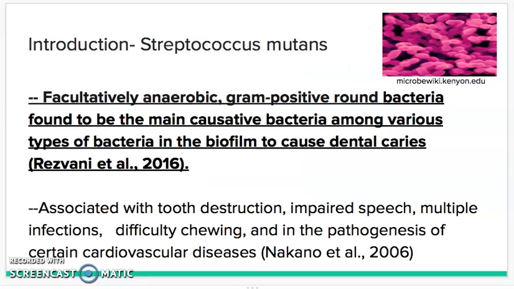Next is Streptococcus mutans. Streptococcus mutans are actually the bacteria that cause dental caries the most, and they're associated with tooth destruction, and it causes impaired speech and multiple infections. Streptococcus mutans are the bacteria in the mouth that mostly cause dental caries.